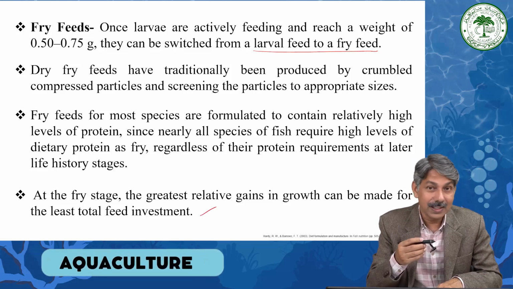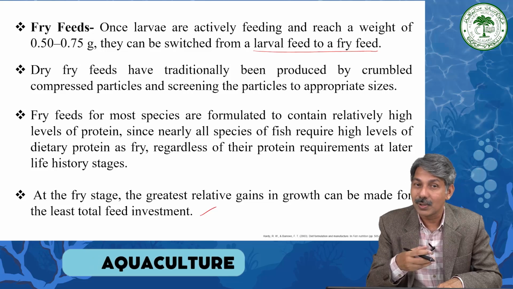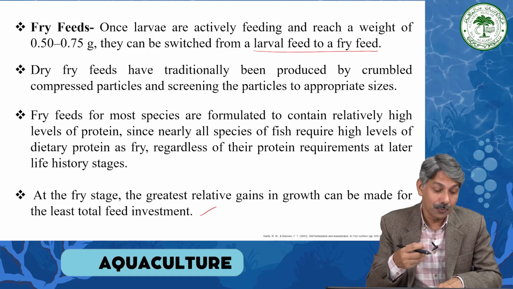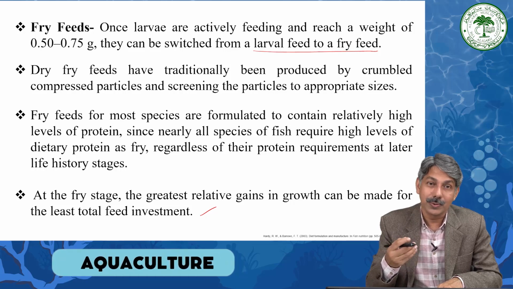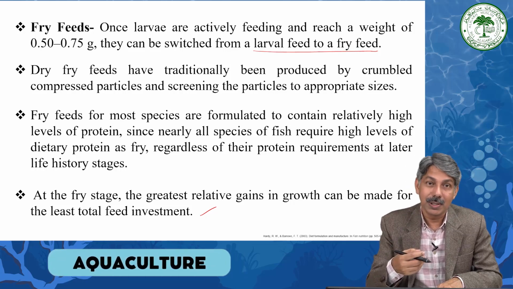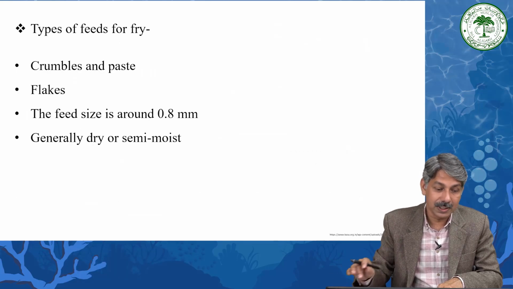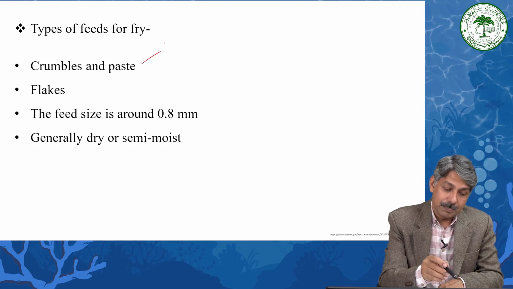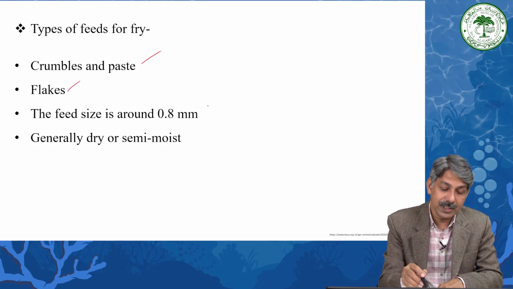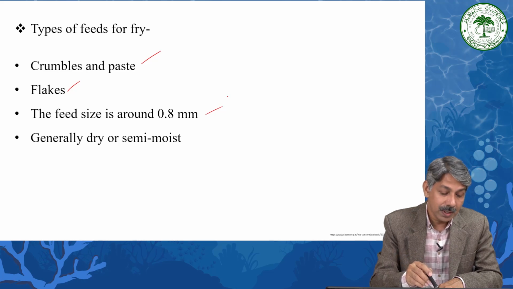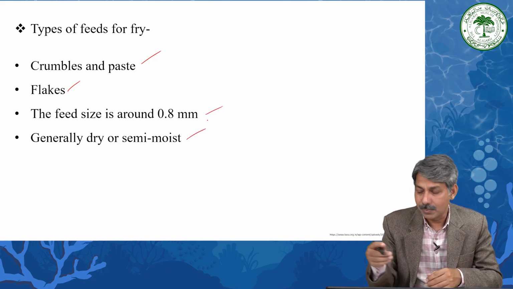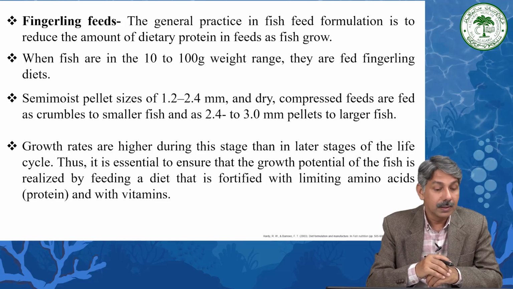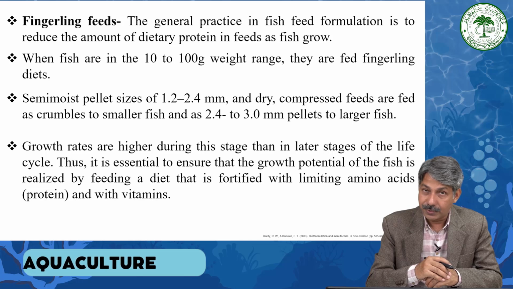So the better FCR you are getting at this stage, if you are using the proper type of feed to feed these fry, then ultimately that is going to influence the economic viability of your aquaculture operation in a significant manner. Types of feeds for fry can be crumbles, paste, flakes. The feed size is around 0.8 millimeter, generally dry or maybe semi-moist if you have a proper storage facility and quality can be ensured. Fingerling feeds.